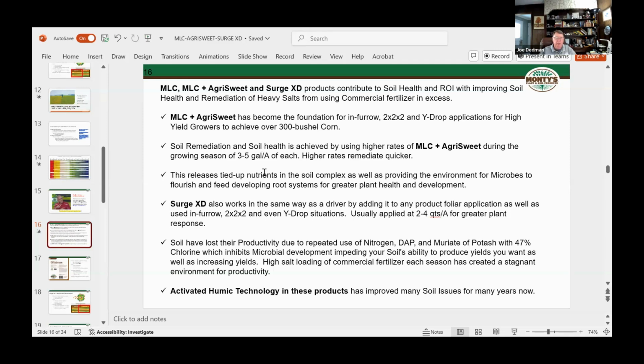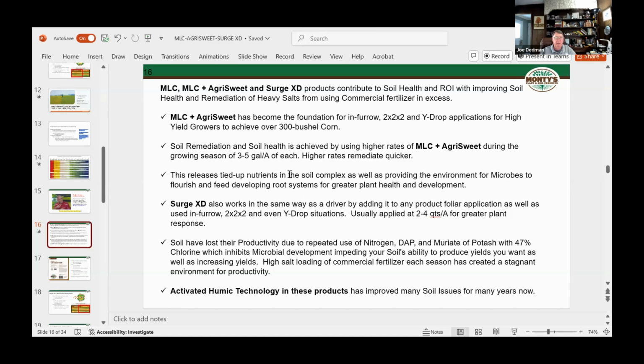and many of the growers achieved for the very first time 300 bushel corn. So on many of these high yield farms, they are using both products during the growing season, anywhere from 3 to 5 gallons per acre. These higher rates will remediate quicker. Now you can go lower, but it's just going to take a lot longer to remediate than it would using the higher rates.